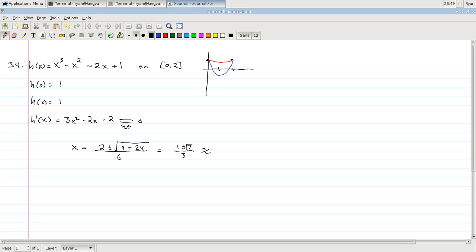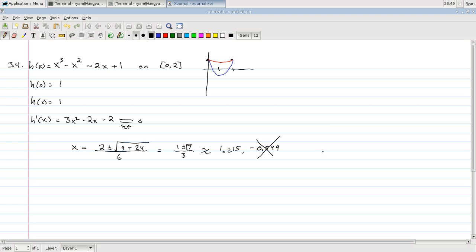And if we look at the results we get from this, we get 1.215 approximately, and negative 0.549. Now remember, we're looking just strictly in the interval from 0 to 2, so we don't want to look at this x value right here. Now we may have a minimum or a maximum at x equals 1.215.